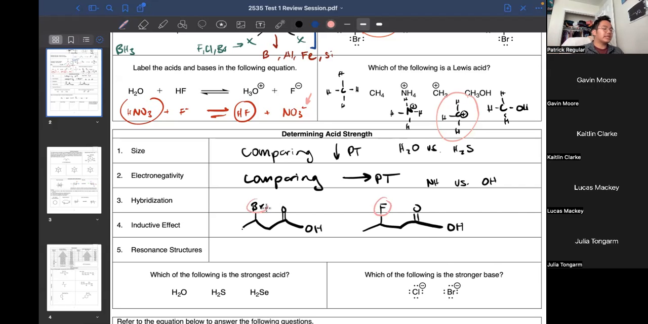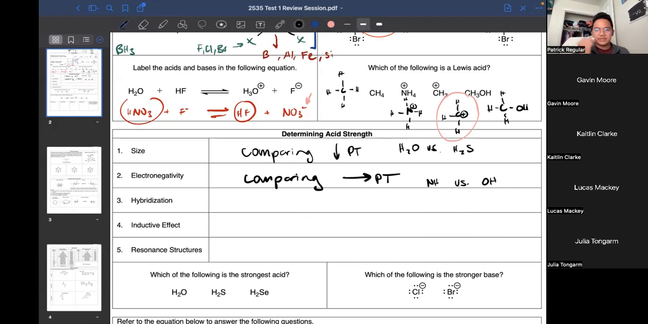So the difference between these are obviously the halogens. Fluorine is a lot more electronegative than bromine, so that pull is going to be a lot greater than bromine. If that pull is greater, the electron density is going to go farther away from the hydrogen, and this hydrogen is going to pop off a lot easier. We can do another example.